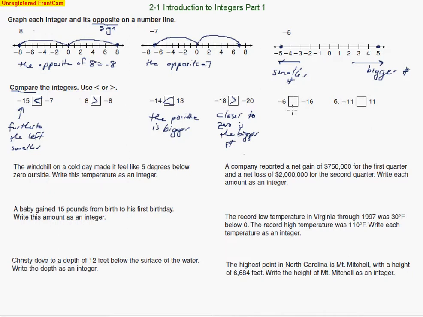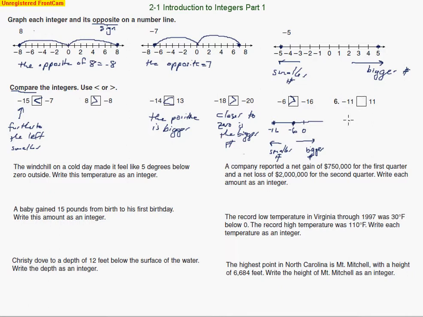Let's take a look at this one. I'll actually draw the number line out for you. If this is negative 16, and let's say down here is negative 6, 0 would be about right here. You can see that negative 6 is the bigger number because the bigger numbers are off to the right, and the smaller numbers are off to the left. So the bigger number is negative 6 because it's closer to 0 when we're dealing with two negatives.